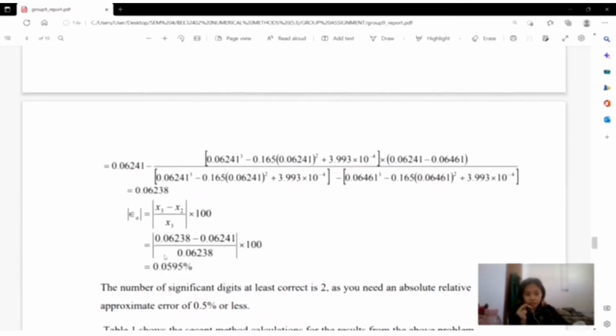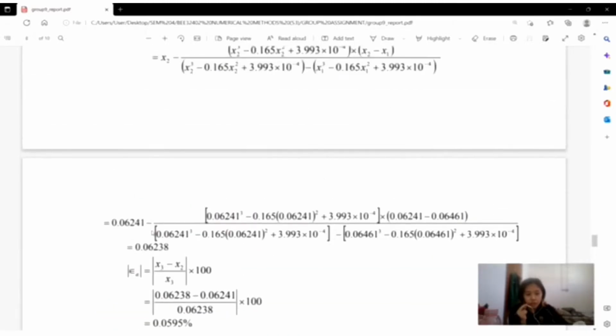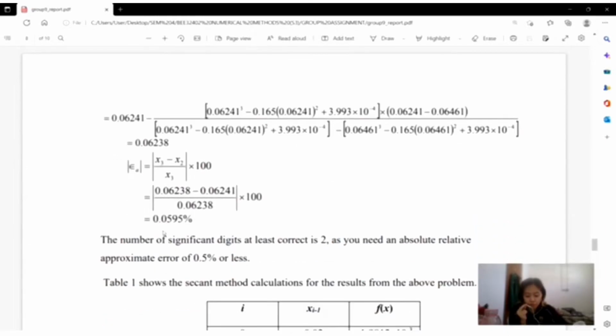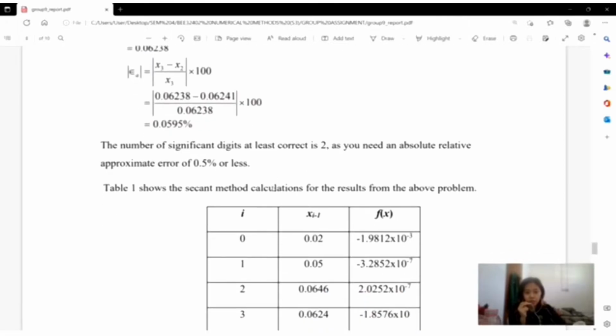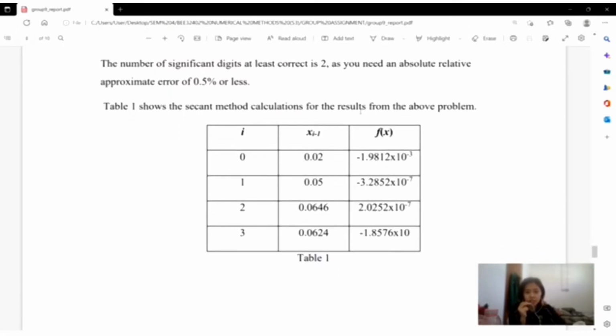For the third iteration, we got 0.06238, and the absolute relative approximate error is 0.0595%, which is less than 0.5%. Since the absolute relative approximate error is less than 0.5%, our iteration ends at iteration 3. Finally, all of the data that we have calculated, we tabulate in a table. So this is our table.